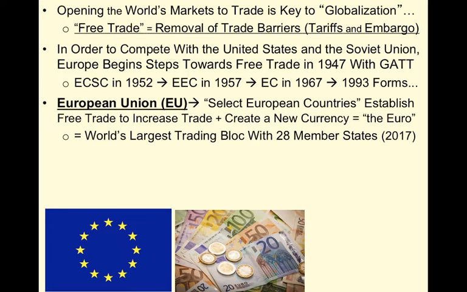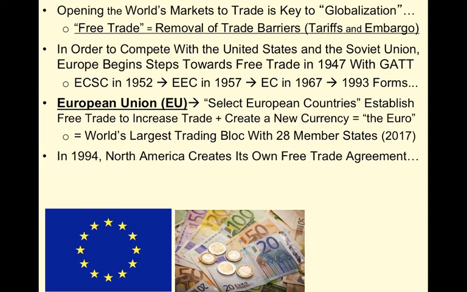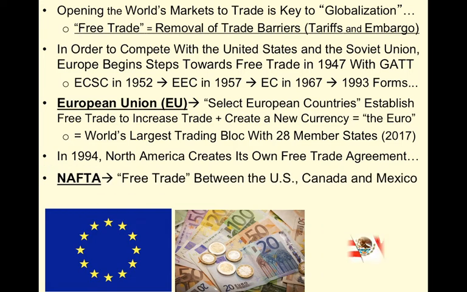All right. So in response to this, in 1994, North America created its own free trade organization called NAFTA between Canada, the United States, and Mexico.